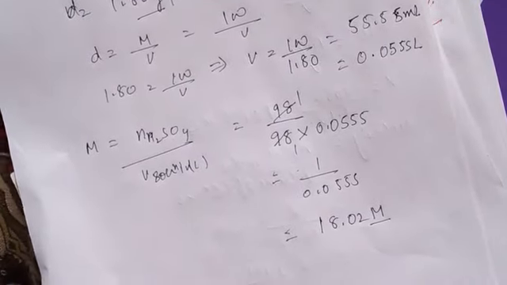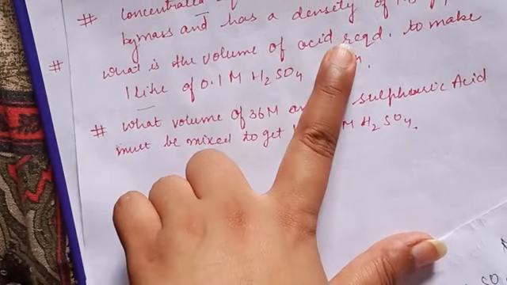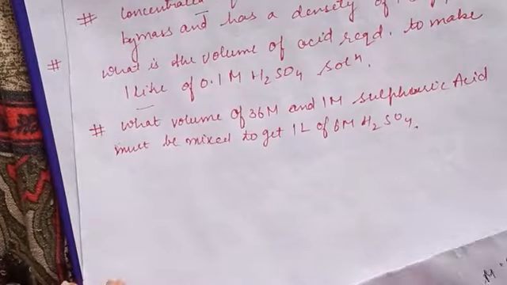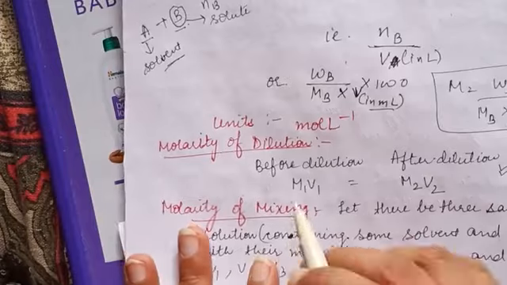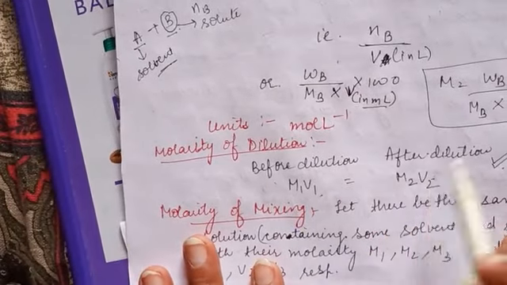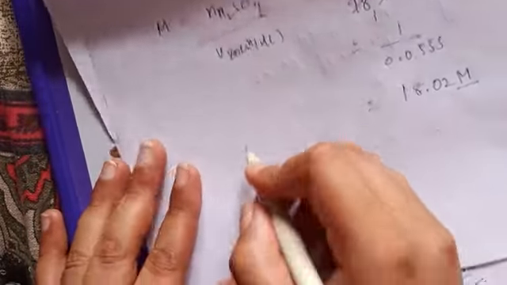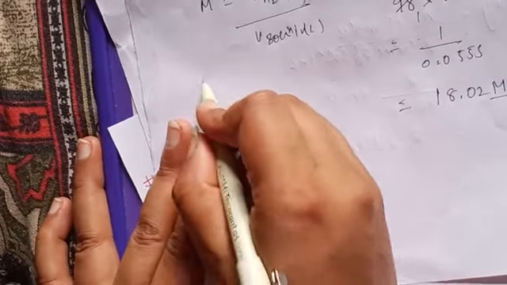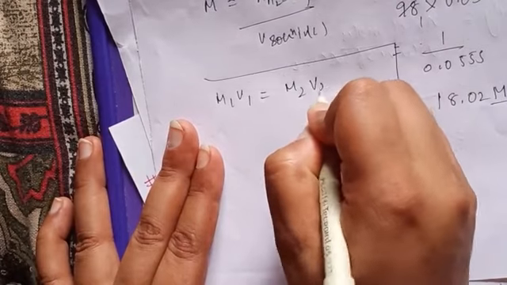Now they have diluted it. They are asking: what is the volume of acid required to make 1 liter of 0.1 molar H2SO4 solution? I have already told you the formula of dilution. Molarity of dilution is M1V1 is equal to M2V2. Now we will apply the formula.